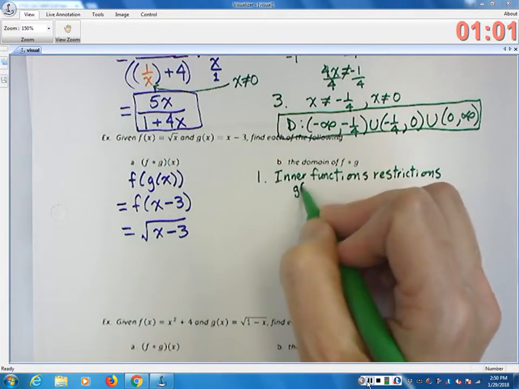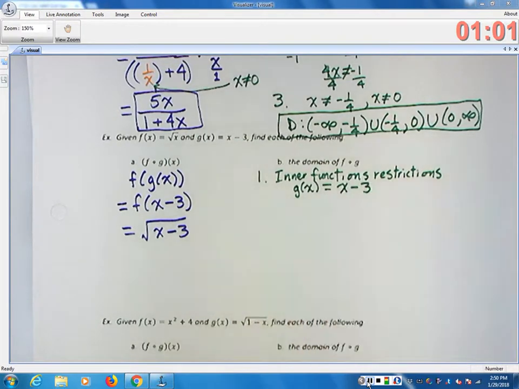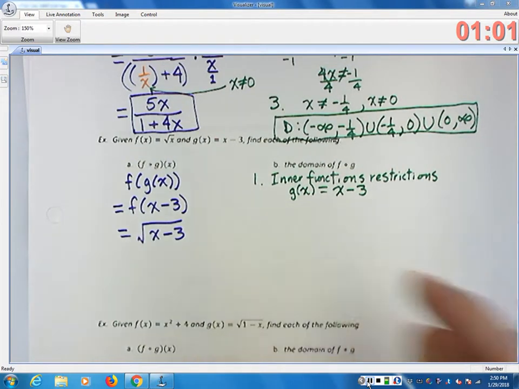g of x is equal to x minus 3. Are there any restrictions? It's x minus 3, it's just a line. There's no restrictions. So there's none.